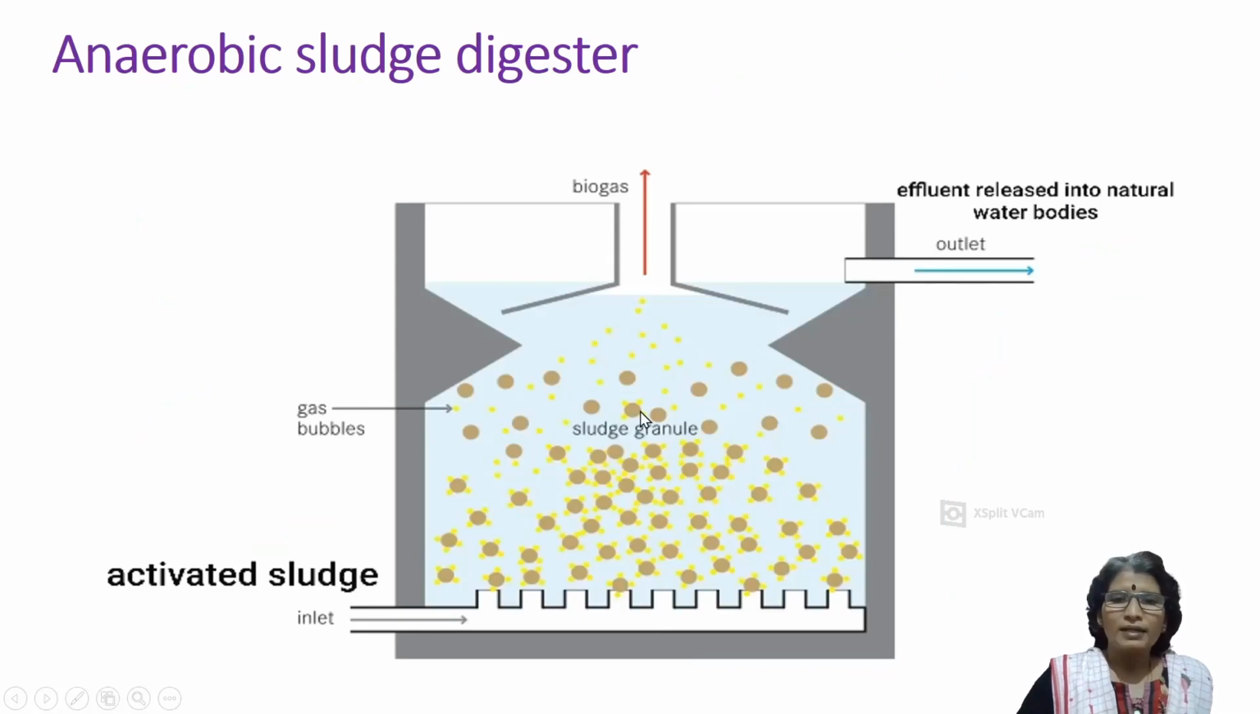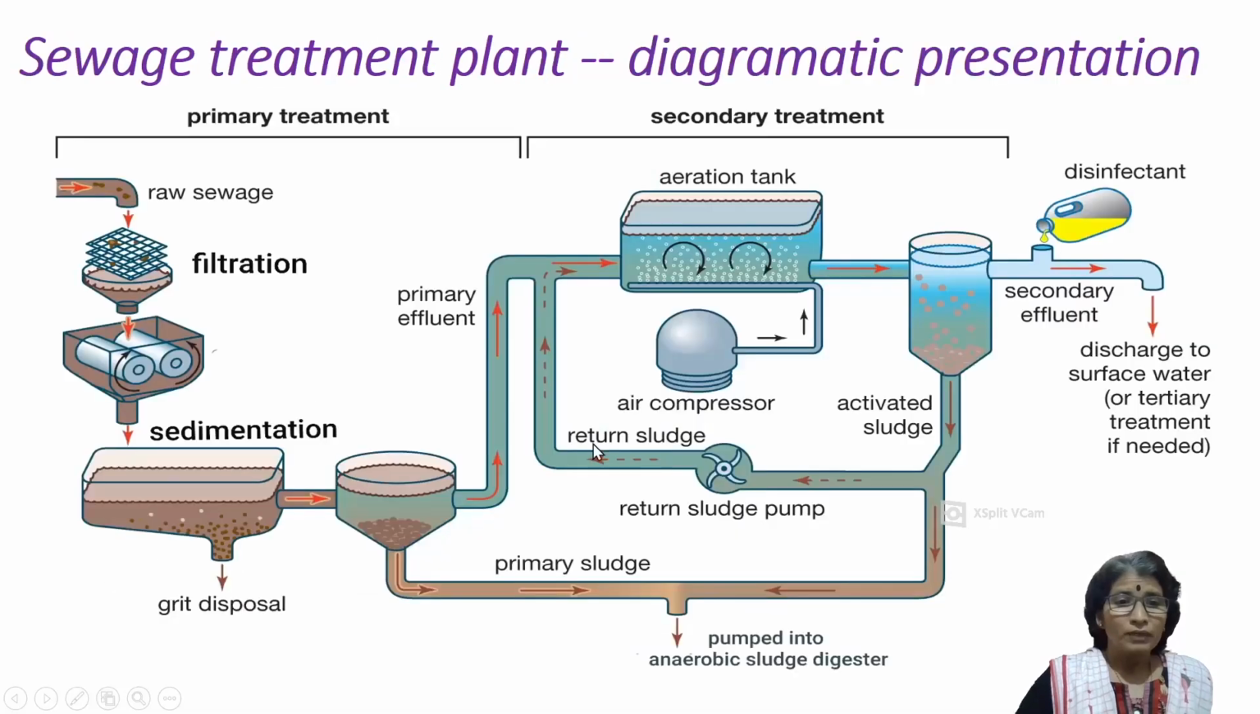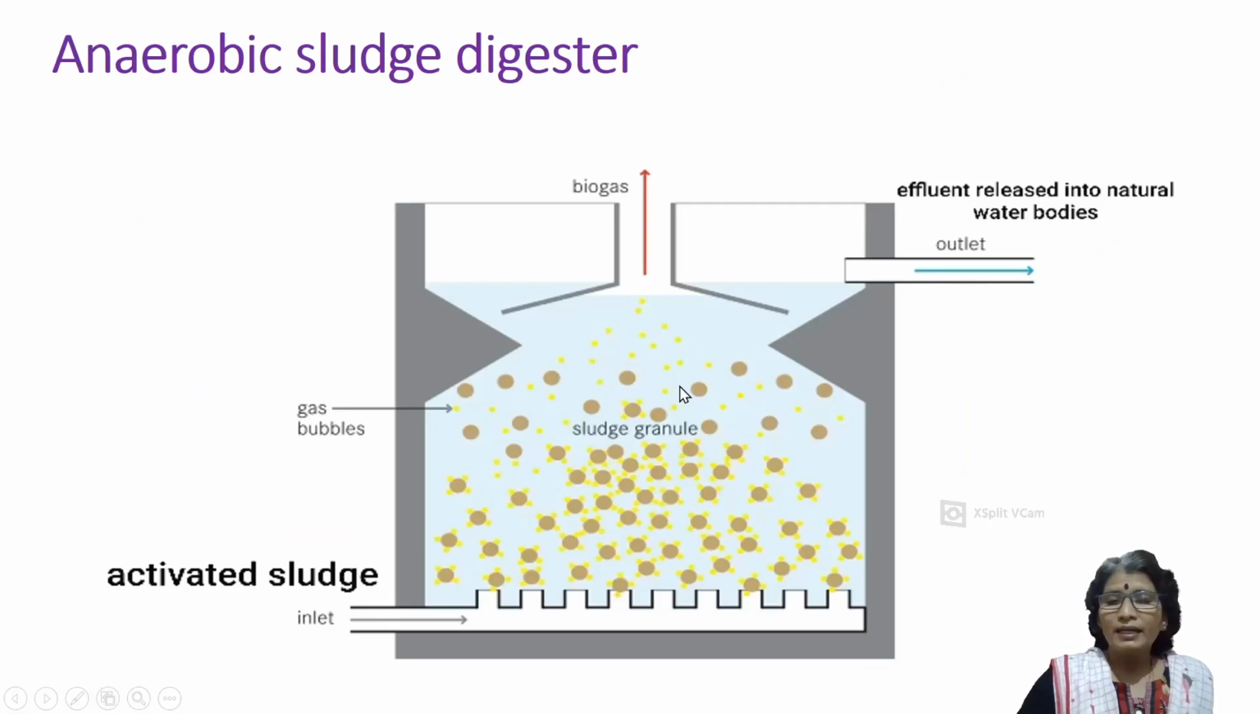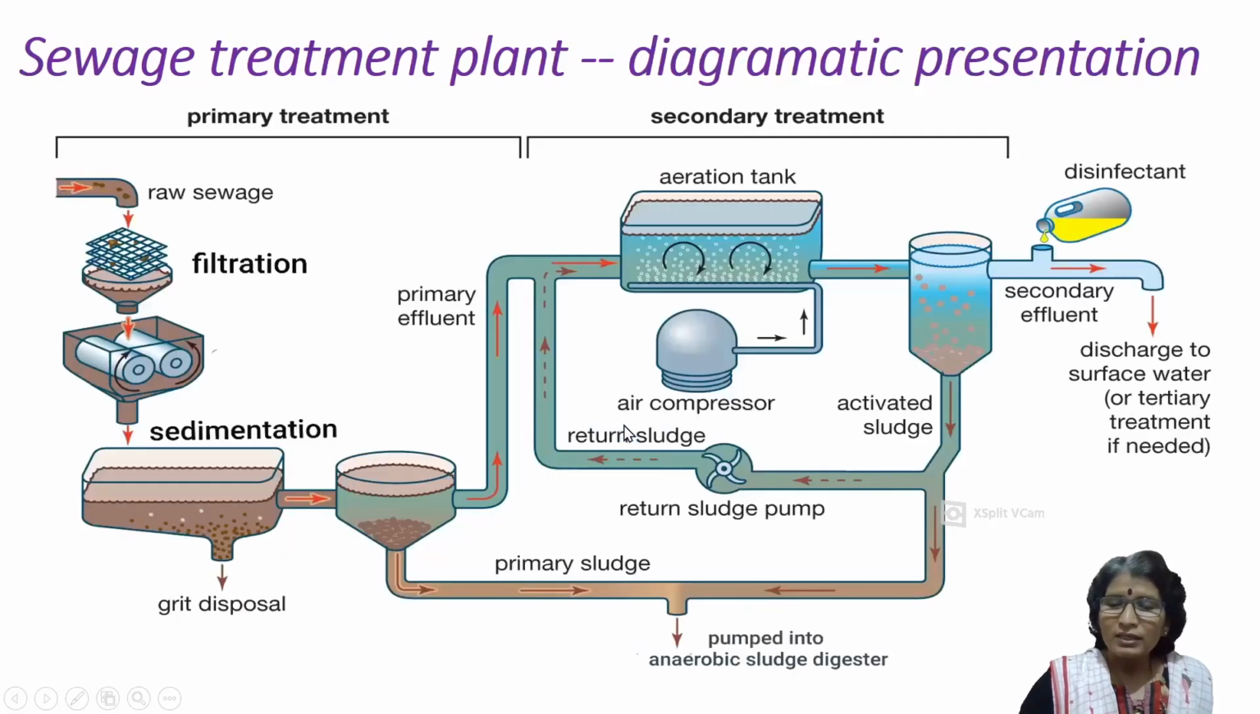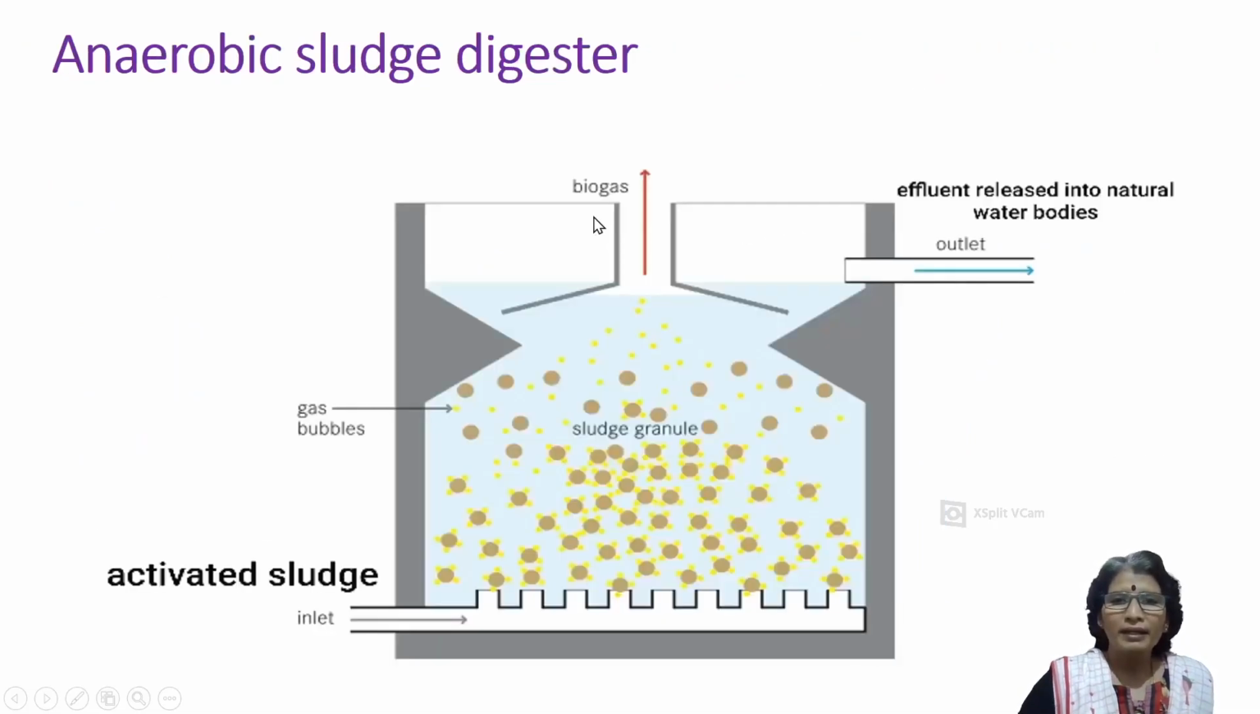This is the anaerobic sludge digester. The primary sludge and activated sludge enter into this anaerobic sludge digester by this inlet. So what happens here? The primary sludge and activated sludge are both completely digested by anaerobic bacteria. Before, you saw aerobic bacteria only, which can act in the presence of oxygen. But here, the bacteria survive only in the absence of oxygen. So in the absence of oxygen, anaerobic bacteria completely digest the activated sludge and primary sludge.